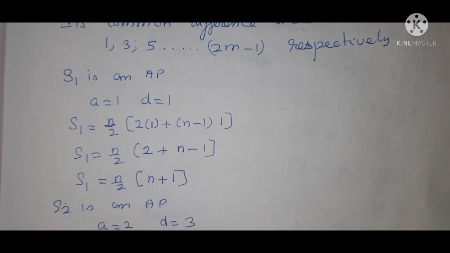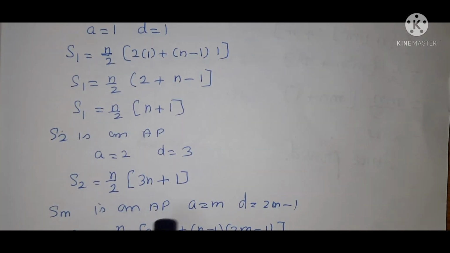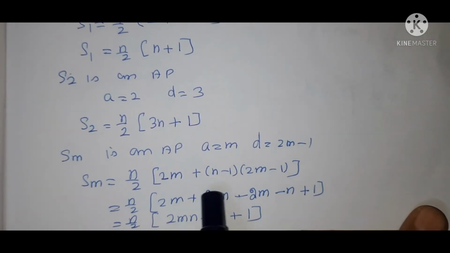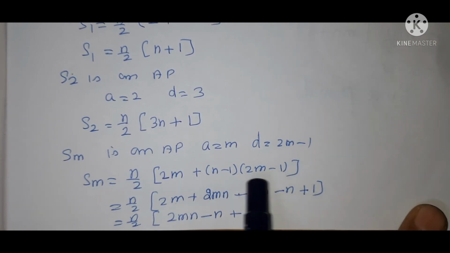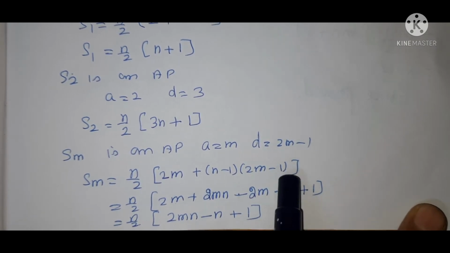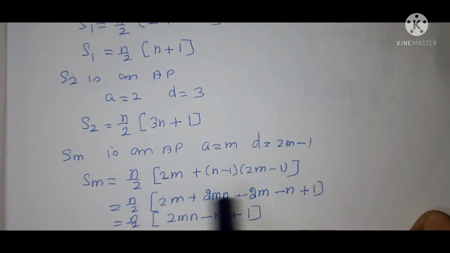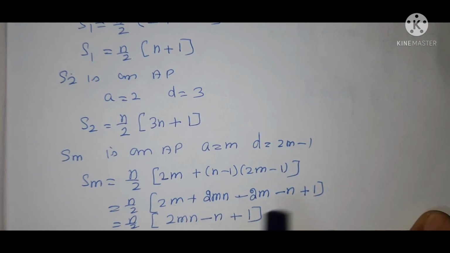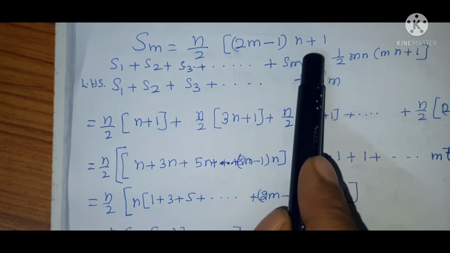S2 is an AP. A is 2, D is 3. S2 is n by 2, 3n plus 1. Sm is an AP. A is m, D is 2m minus 1. Sm is n by 2, 2m plus n minus 1 into 2m minus 1. That is n by 2, 2m plus 2mn minus 2m minus n plus 1. The 2m cancels, so we get 2mn minus n plus 1. So Sm is n by 2, 2m minus 1 into n plus 1.